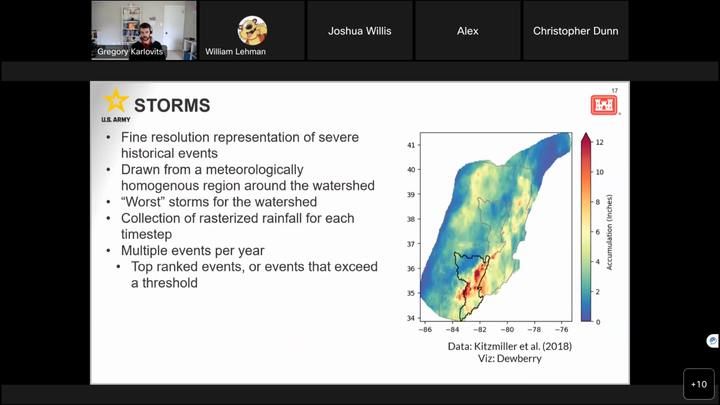Now, what storms are, and I've alluded to this because I've mentioned multi-sensor products and radar data, but the idea is that they're fine resolution representation of severe historical events. That we want to get down to fine scale precipitation data as much as we can, because we want to resolve all of the key features of these storm events that creates flooding. The storm events that we get, they're all from that big meteorologically homogeneous area around the watershed, because again, we're assuming that that area has been drawn with enough care that the storm events, wherever they occurred, could have occurred somewhere else. The worst storms are measured by basically their average accumulation over an area the size and shape of our target watershed.